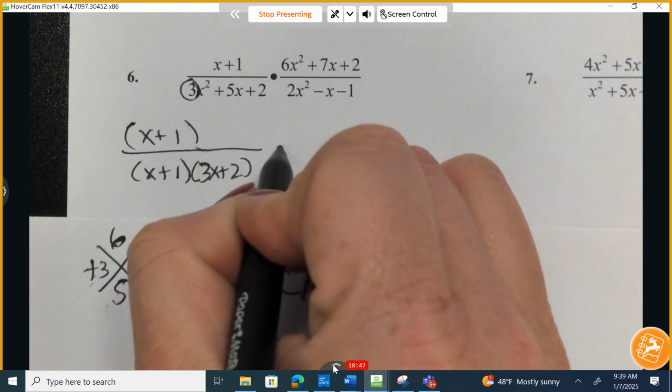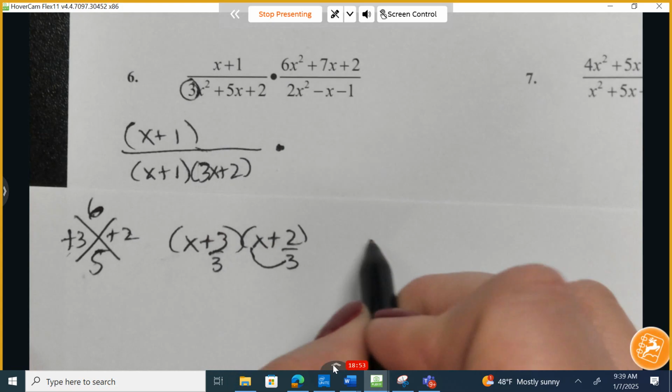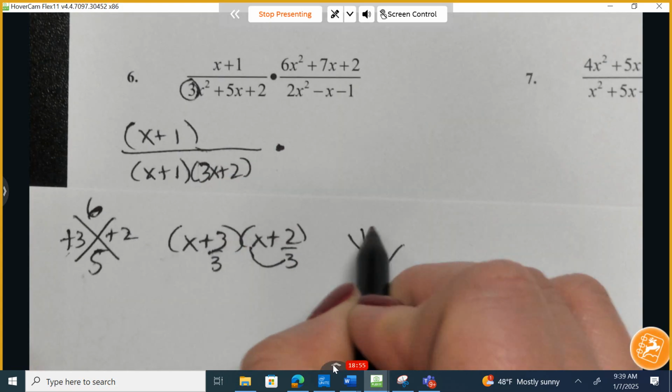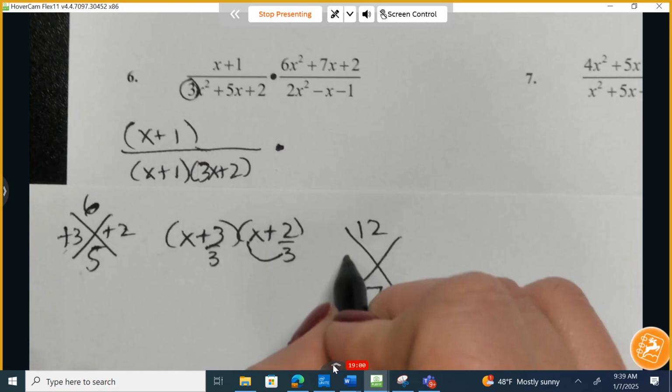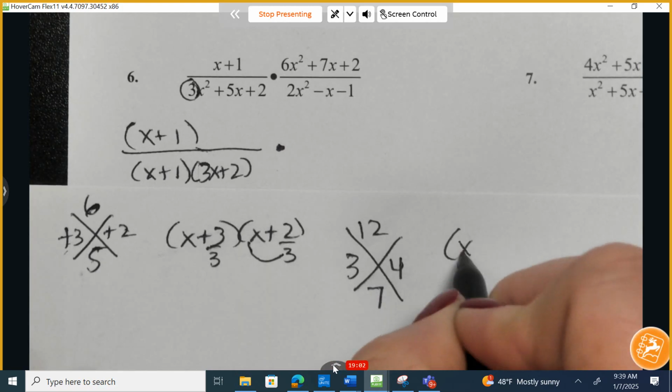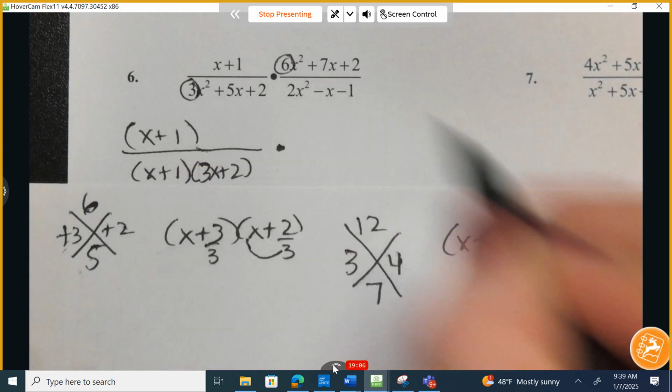Before I go any further, just curious, how many of you were able to at least get this far? Hands up. Okay. Next up, I'm going to do this top part. What multiplies to equal 12 and combines to equal 7? That's going to be 3 and 4: x plus 3 and x plus 4. Remember, the leading coefficient is a 6.